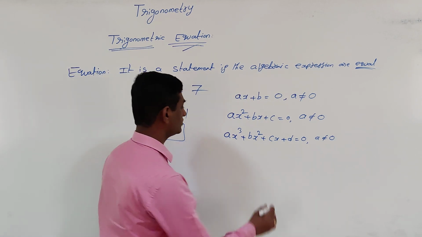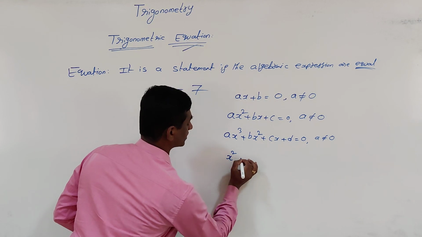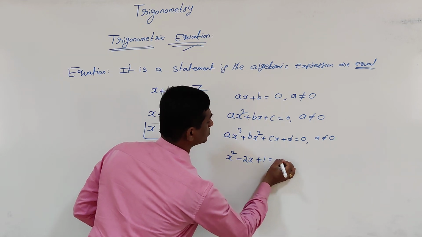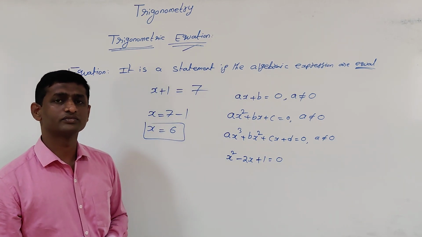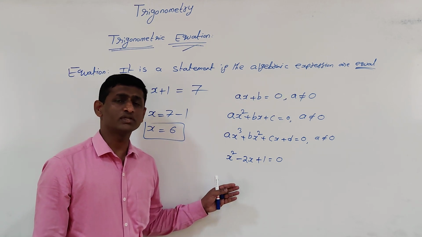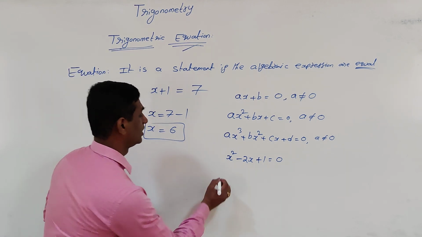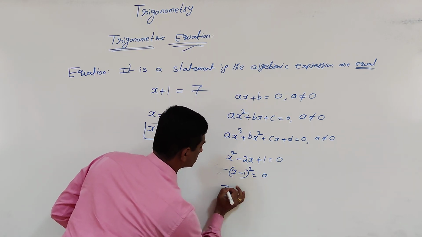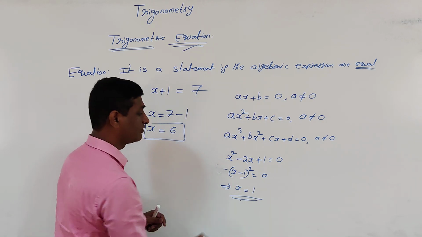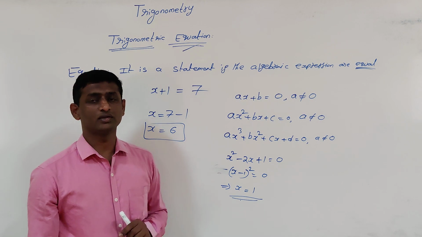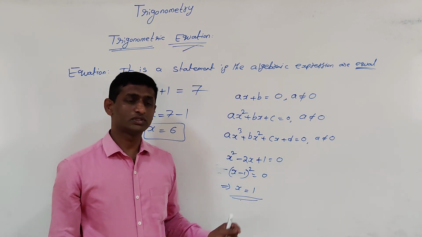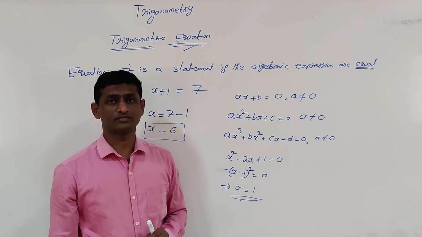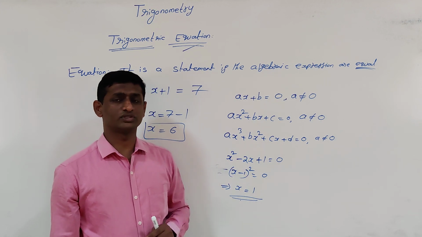For example, if I consider x square minus 2x plus 1 is equal to 0, it is a quadratic equation. So what is the solution? This can be written as x minus 1 whole square is equal to 0, means x is equal to 1. If you substitute x is equal to 1, then it gets 0. Therefore x is equal to 1 is the solution of the quadratic equation. So these are all algebraic solutions.